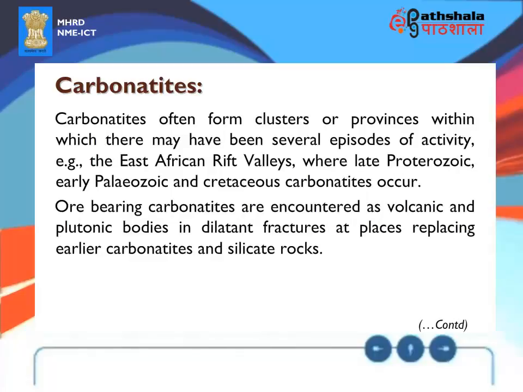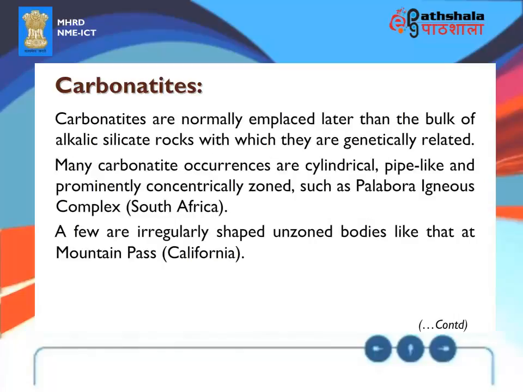Carbonatites often form clusters or provinces within which there may have been several episodes of activity. Example, the East African rift valleys where late Proterozoic, early Paleozoic, and Cretaceous carbonatites occur. Ore-bearing carbonatites are encountered as volcanic and plutonic bodies in dilatant fractures, at places replacing earlier carbonatites and silicate rocks. Carbonatites are normally emplaced later than the bulk of alkalic silicate rocks with which they are genetically related.